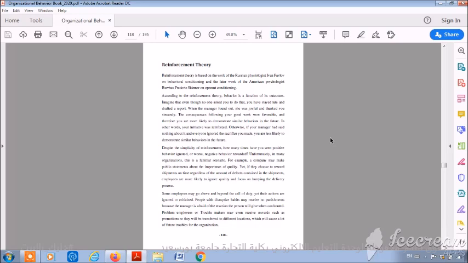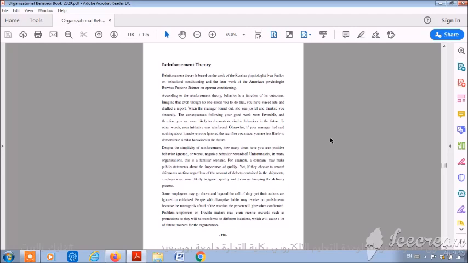So, despite the simplicity of reinforcement, you can find very strange things in reality. For example, how many times have you seen positive behavior ignored? Many times. Of course, many times. Or at worst, how many times have you seen negative behavior rewarded? Sometimes we can see that. So, unfortunately, in many organizations, this is a familiar scenario.